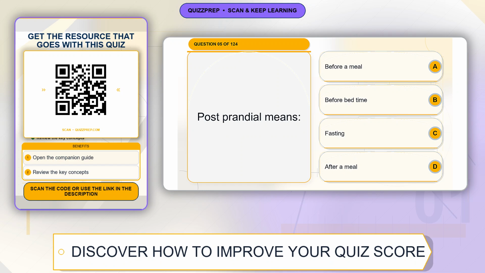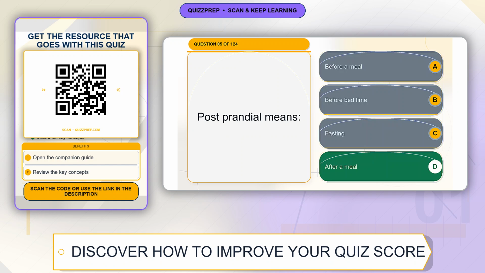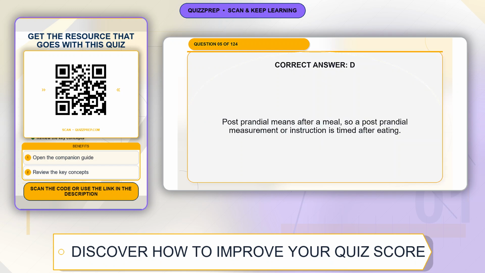Question 5. Postprandial means: Option A, before a meal. Option B, before bedtime. Option C, fasting. Option D, after a meal. The correct answer is option D, after a meal. Explanation. Postprandial means after a meal, so a postprandial measurement or instruction is timed after eating.